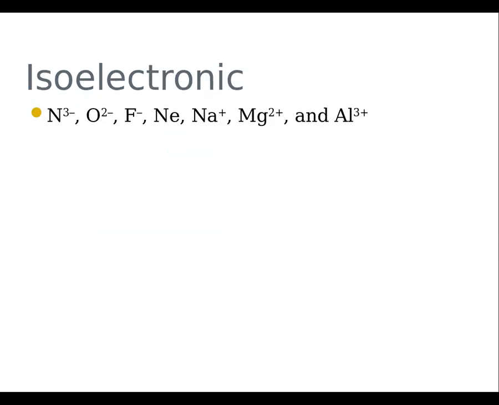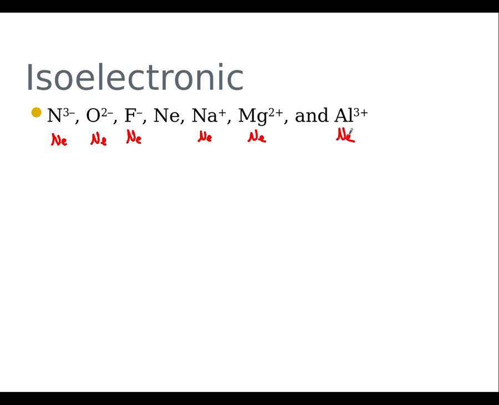All right, so let's rank all these. So I have a whole bunch of them. My first step really is to see what noble gas they're related to. So nitrogen with 3 extra electrons is going to be like neon. Oxygen with 2 is going to be like neon. Fluorine is going to be like neon. Neon is a neon. Sodium is going to be like neon. Magnesium is going to be like neon. And aluminum is going to be like neon.